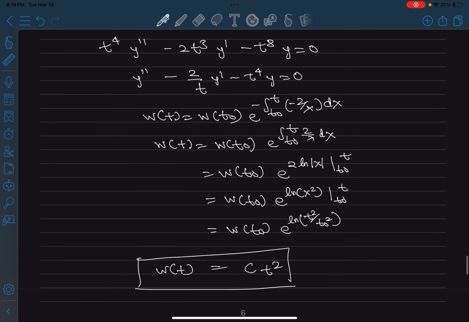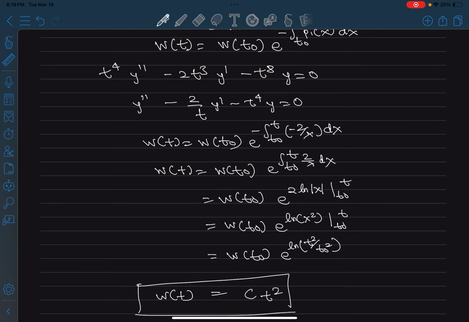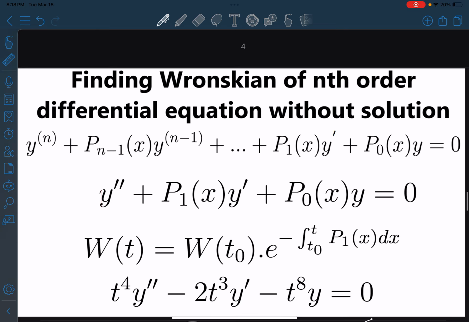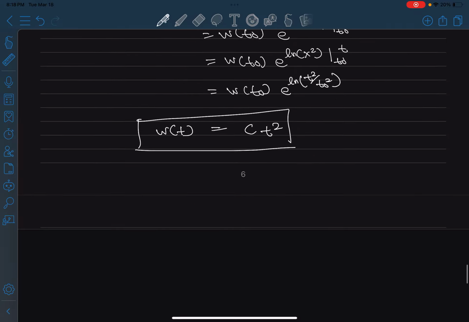I mean, because we didn't find out the Wronskian explicitly, but still we saw that we could find it out, right? Okay, now let us try to do it for nth order, and then we are done. So let's see how we can find out the Wronskian from an nth order differential equation.